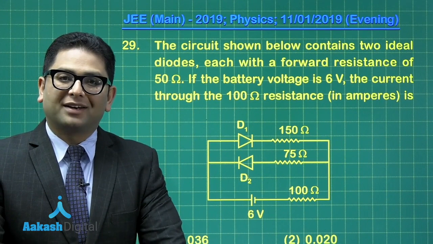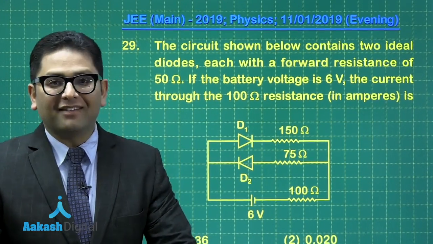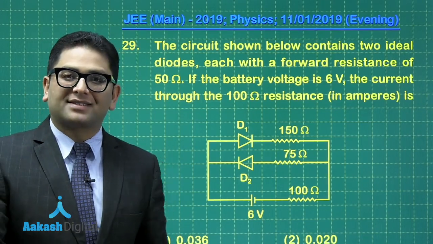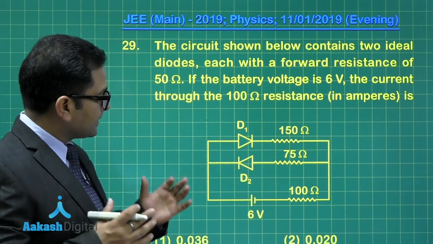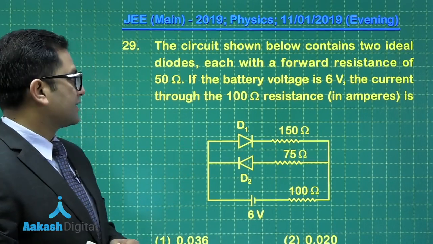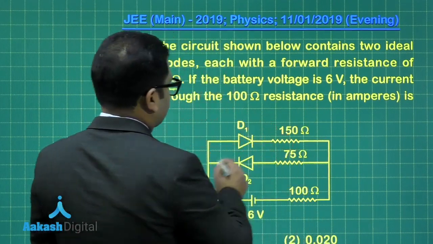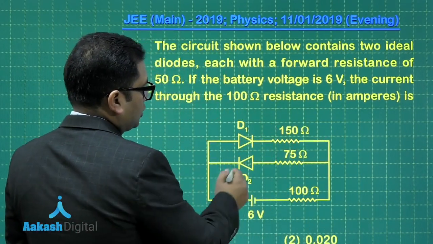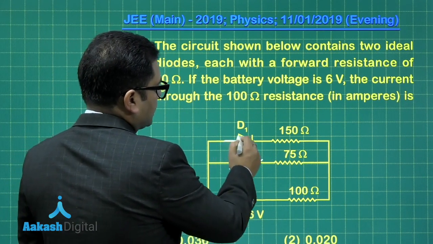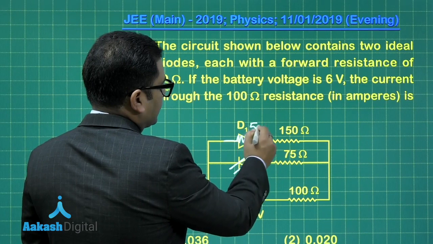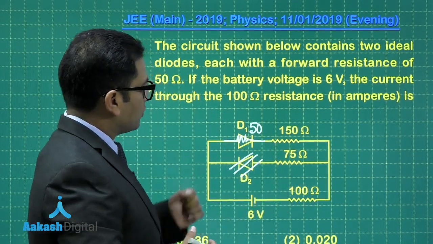The penultimate one, question number 29, again from semiconductor physics, the area which is excluded in JEE advanced syllabus. Now here it's so clear that D1 is forward bias, D2 would be reverse bias. Together it also says that the forward bias resistance is 50 ohm. So since this is reverse bias, this would be open, and this would be simply replaced by a resistance of 50 ohm. We need to calculate the current through 100 ohm.